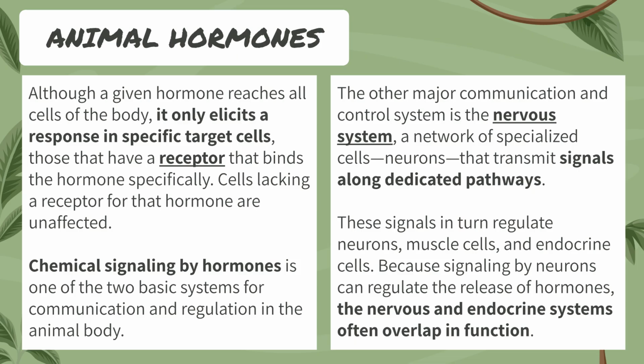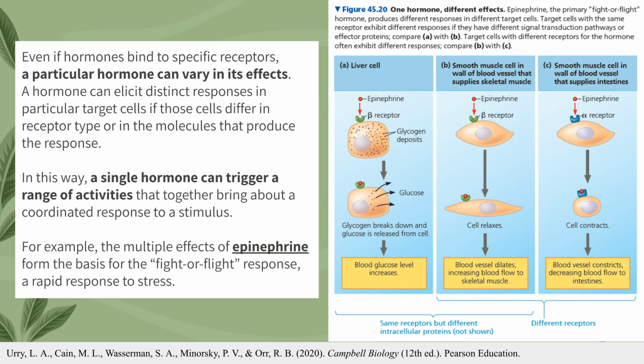While hormones are secreted into the bloodstream and circulate to every part of the animal body, they do not affect every cell they encounter. A hormone only elicits a physiological response in specific target cells. This specificity is determined by the presence of a matching receptor on or inside the cell that can bind the hormone molecule. If a cell lacks the appropriate receptor, it remains unaffected by the circulating hormone. Remember this: a single hormone can trigger a wide range of activities to coordinate a response to a stimulus.